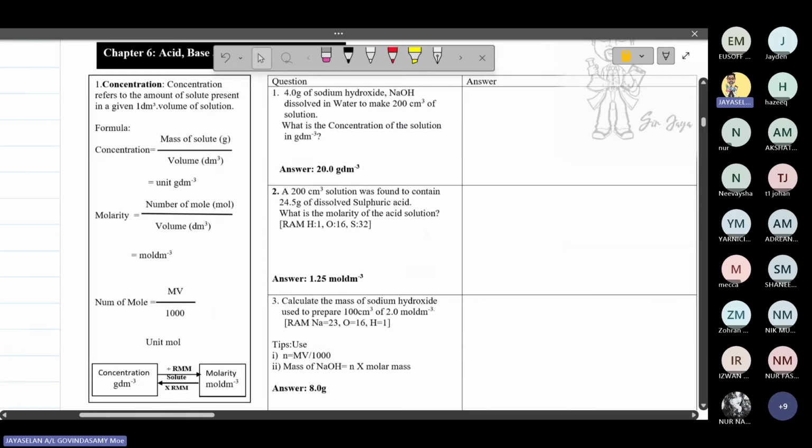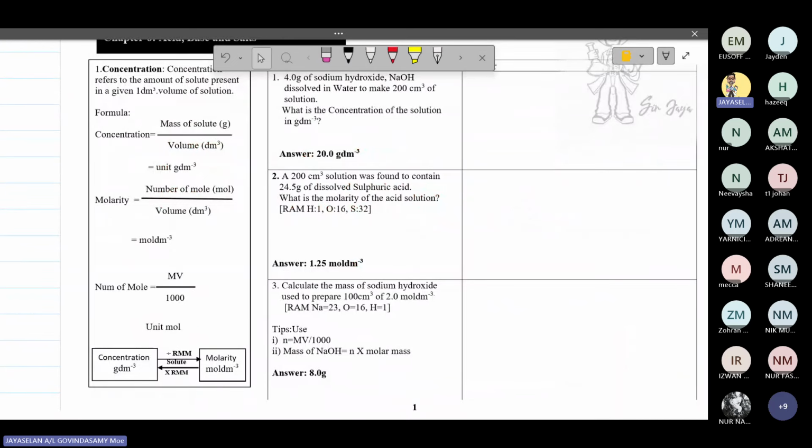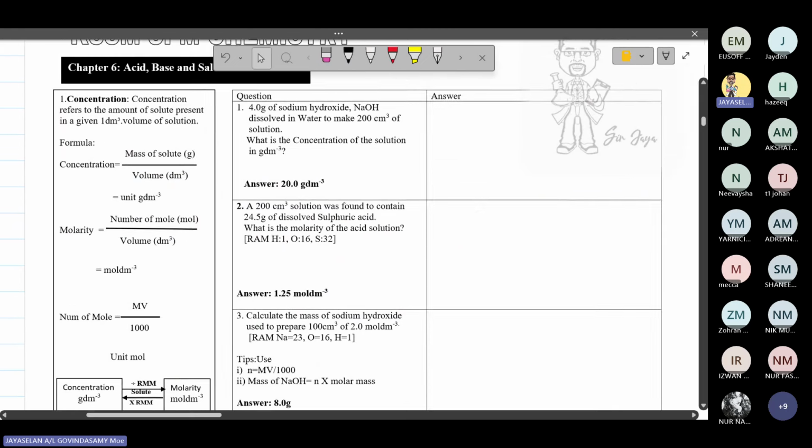Before we go for all this, the previous module, I put one module, so it is easy for you. We practice the equation first. Practice the equation calculation. After that, we practice the theoretical question.